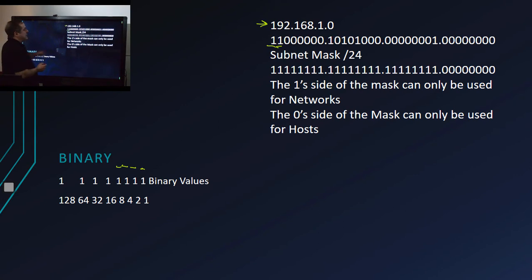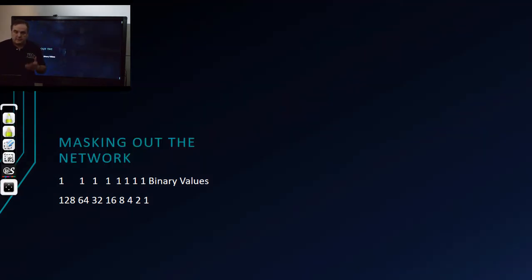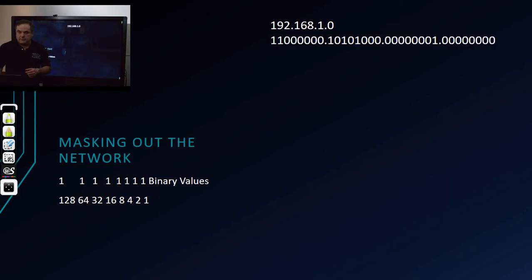Now if we go down to the next section where it says subnet mask, we see that we're using a /24, a CIDR /24. So once again, the first 3 octets are all going to be used for networks, and the last octet is going to be used for hosts. So once again, let's use another example. We've got binary values and their decimal conversions.